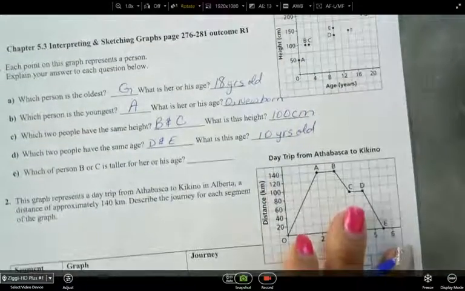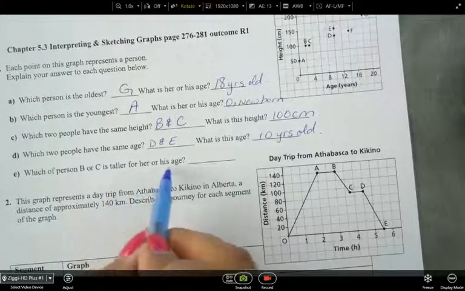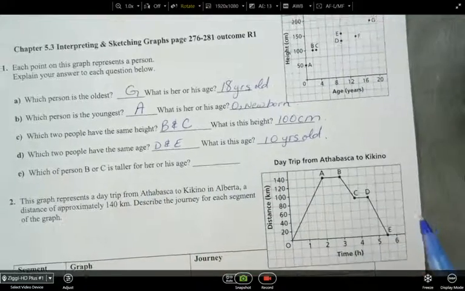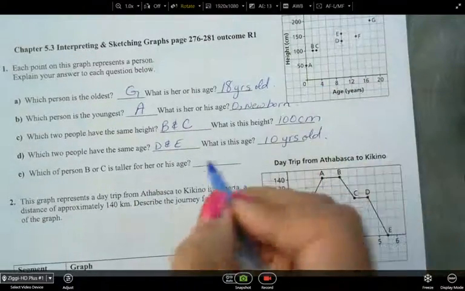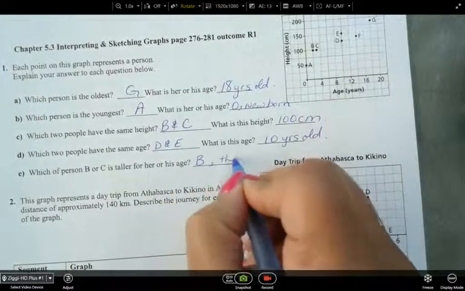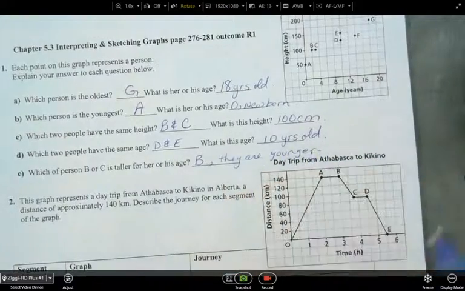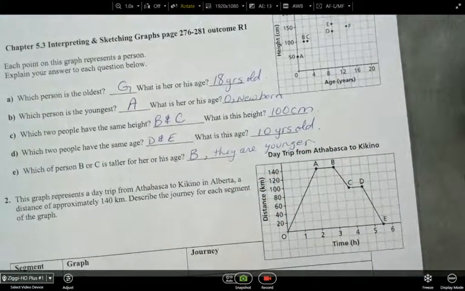Okay, and now which of person B or C is taller for his or her age? So why would you say person B is taller for their age? Yeah, they are younger. And they're also the same height as person C, right?